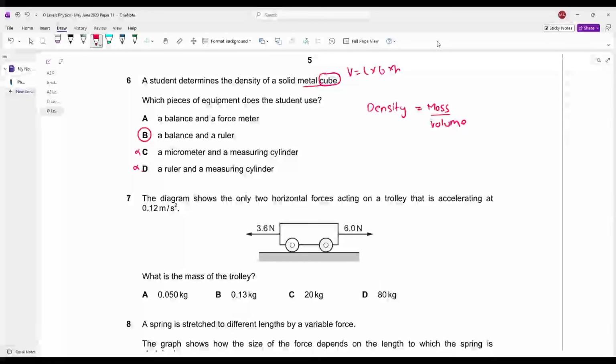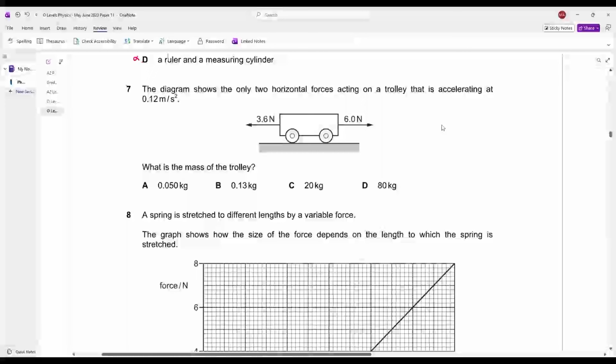Perfect. The diagram shows the only two horizontal forces acting on a trolley that is accelerating at 0.12 meters per second square. What is the mass of the trolley? आपने mass of the trolley निकालनी। Can you calculate the resultant force? Yep. 6 minus 3.6, resultant force क्या आ जाएगी?